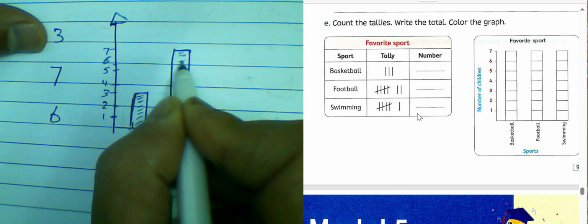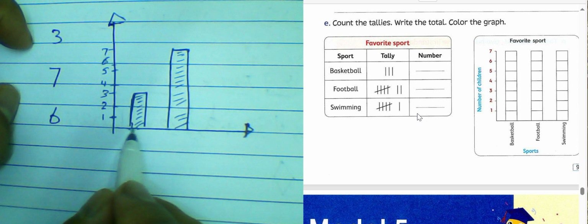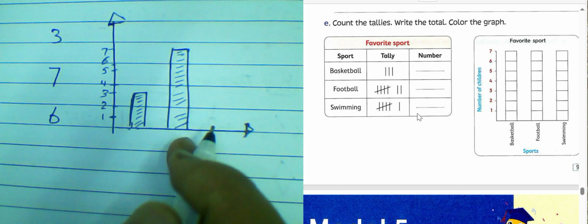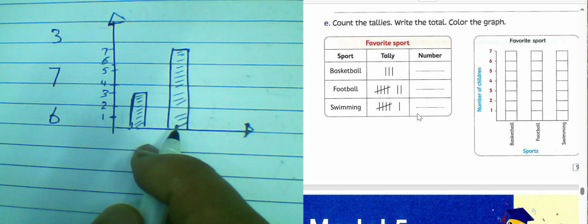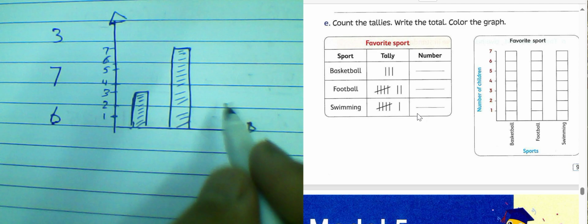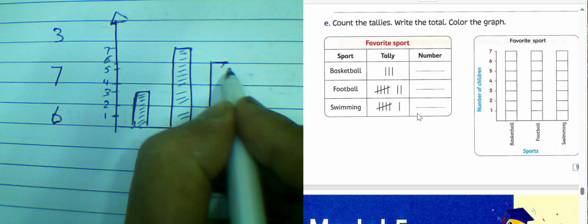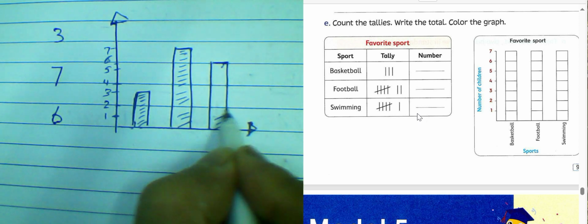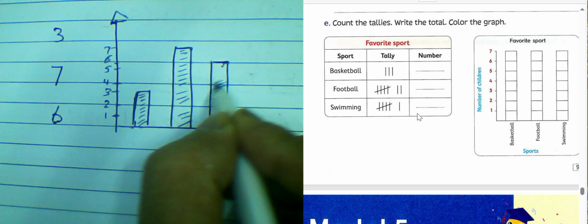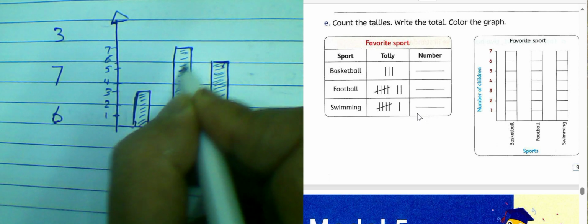يعني انت بتعد العلامات الموجودة اللي هي التايلز دي وتشوف النمبر كام وتلون بالنسبة للفوتبول وفوتبول هنا وقبلها باسكت بول والسويمنج 6 color 2 number 6. Okay.